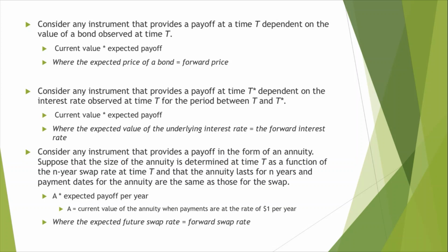So suppose that the size of the annuity is determined at time t as a function of the n-year swap rate at time t, and that the annuity lasts for n years, and the payment dates for the annuity are the same as those for the swap. So this is the A, which is the current value of the annuity when payments are at the rate of $1 per year, times the expected payoff per year. Now, the expectations are taken in a world where the expected future swap rate equals the forward swap rate.